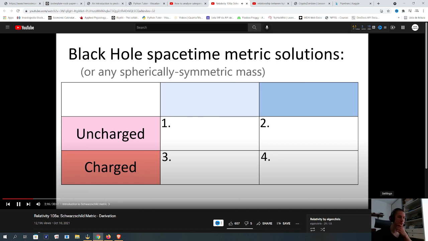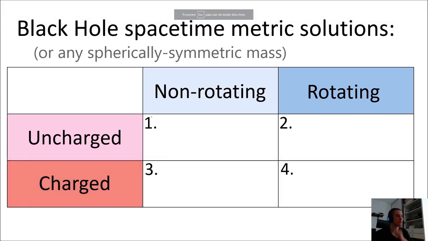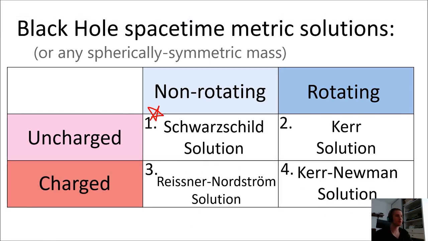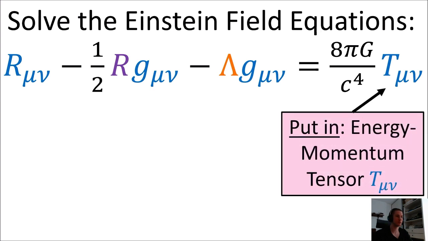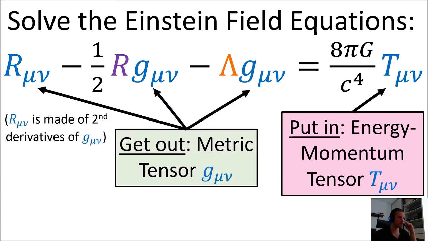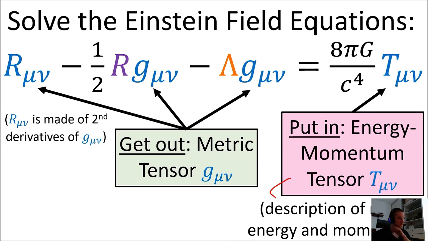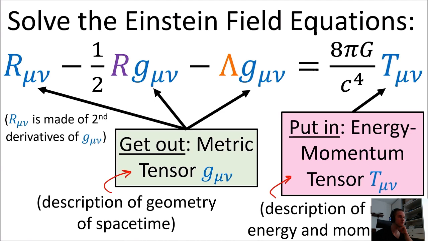Charged and uncharged black holes, and rotating and non-rotating black holes. We're going to look at the uncharged non-rotating case, called the Schwarzschild solution. So we're now going to find the Schwarzschild solution to the Einstein field equations. But what exactly does it mean to solve the Einstein field equations? It basically means we put in an energy-momentum tensor T and solve for the metric g. So we put in a description of the mass, energy, and momentum in spacetime, and we get out a complete description of the geometry of spacetime.